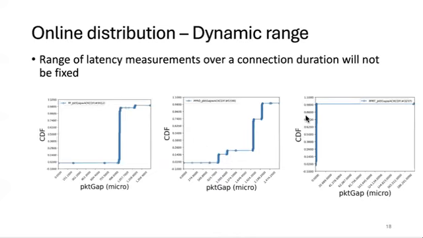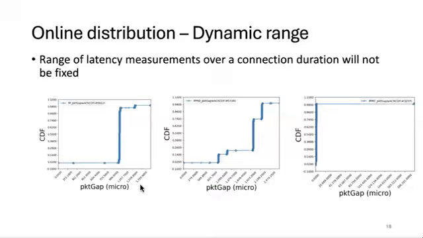The usual way of maintaining a distribution is to maintain a histogram with fixed size buckets or bins. However, the problem with this approach is that in measuring network latency, we don't know upfront what the range of latency values would be over a connection lifetime. It can differ within a connection as well as across connections. As more components are involved in processing the request, there is more variance, and this range can vary significantly.